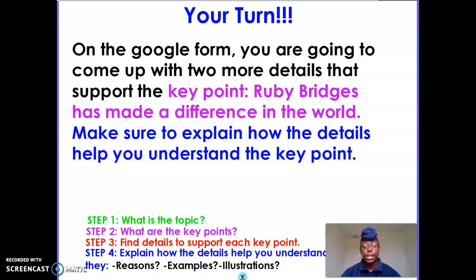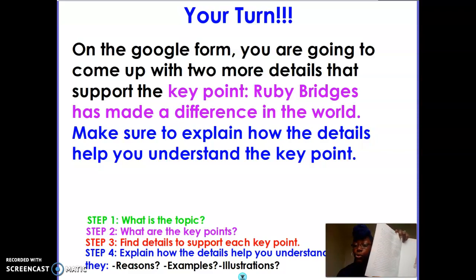So now it's your turn. On your Google form, you're going to come up with 2 more details. How many more details? 2 more. So 2 more details that support the key point. Look, I've already given you the topic of Ruby Bridges, and I've already given you the key point that Ruby Bridges has made a difference in the world. So now you're coming up with 2 more details from this page. I'm even giving you the page.